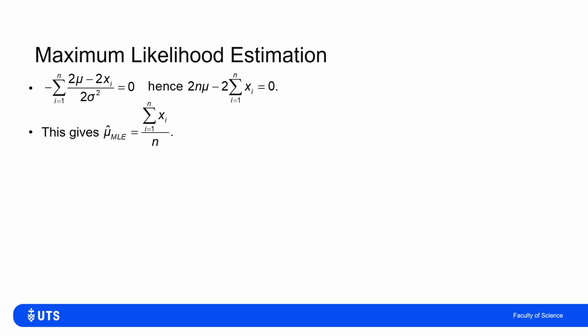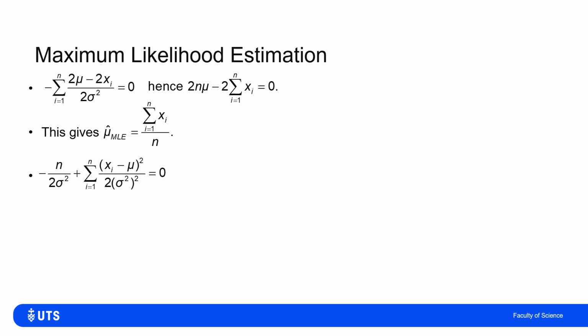So when I rearrange that, I will get my best estimate of mu by maximum likelihood estimation is just the sum of the xi's divided by n. So in other words, my estimate of the population mean is just the sample mean. So this is exactly the same as I would get by the method of moments.